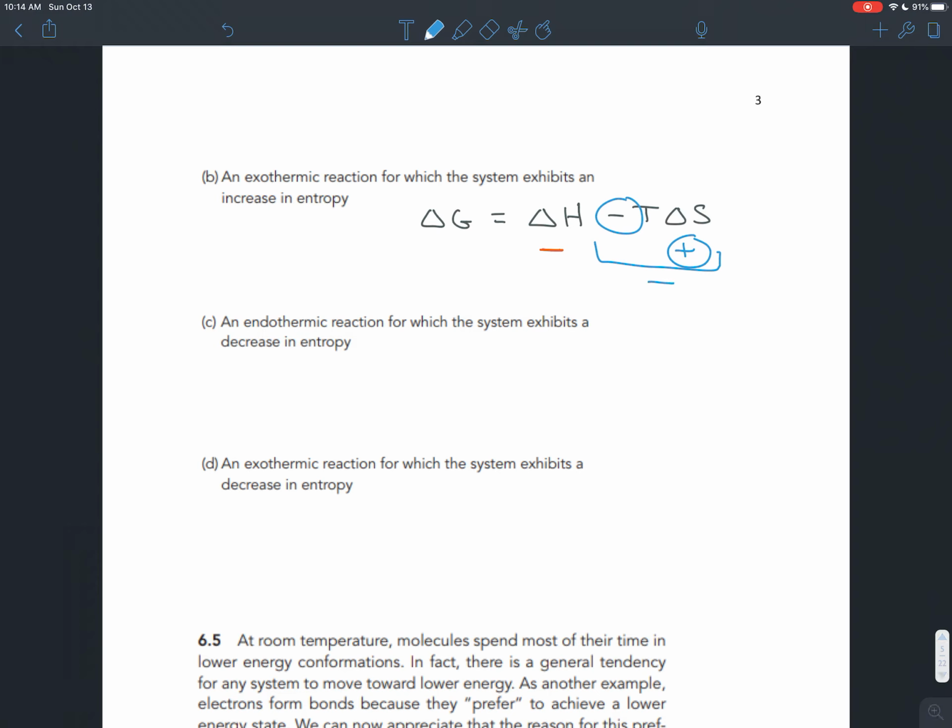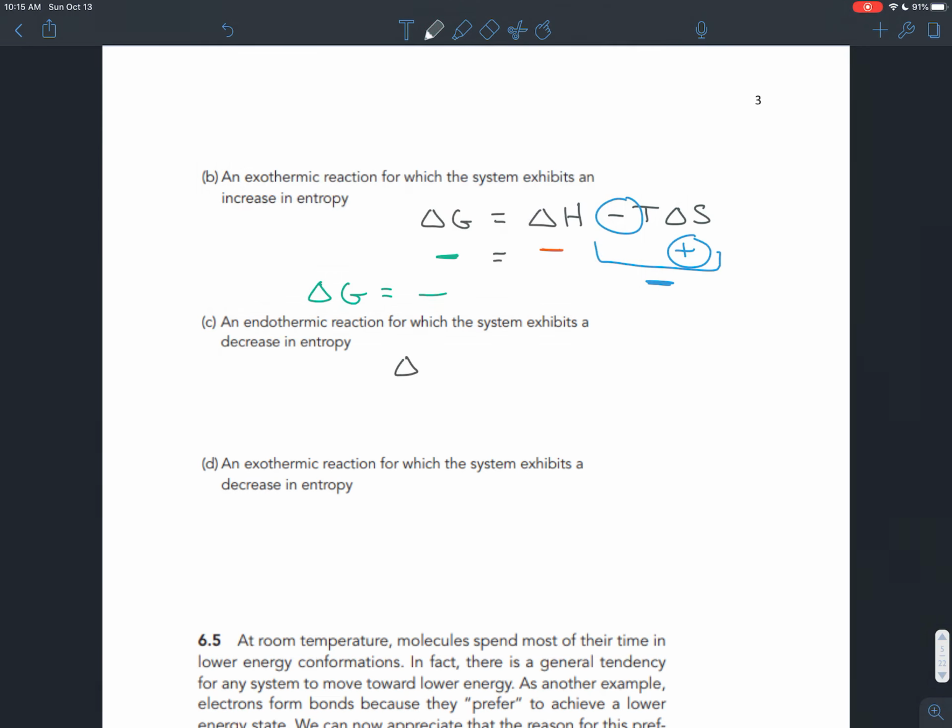If you subtract that positive term, you get a negative. So it doesn't matter what the temperature is here. Both the enthalpy and the entropy terms favor the reaction, and so delta G will be negative. This reaction will always happen. Delta G is negative. That reaction is always likely to happen.